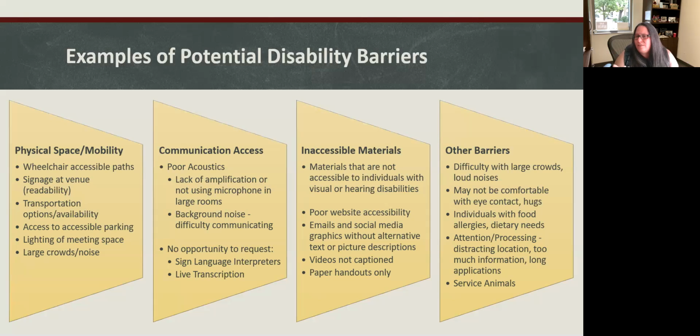And then attention processing. So, we talk about students who are struggling with attention as one of our highest, most common disabilities. If your meeting or activity environment is really hard to pay attention and focus to, is that going to be a barrier for someone?